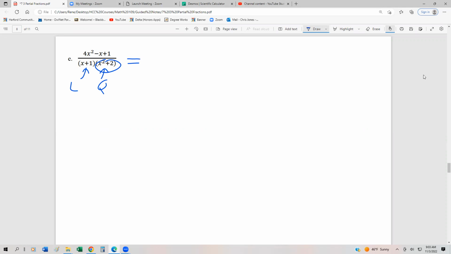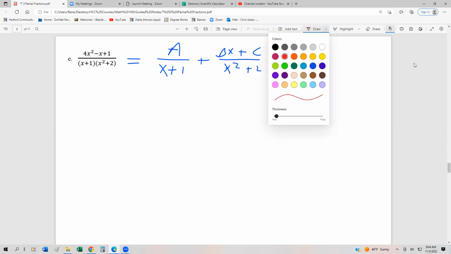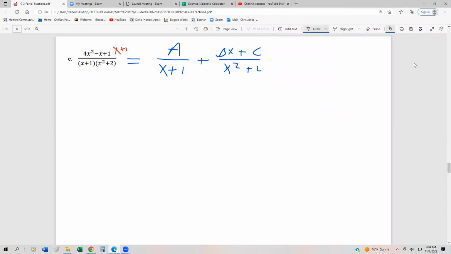Our decomposition for the linear factor is going to be A over x plus 1. But for the quadratic, it's going to be Bx plus C over x squared plus 2. Right? And so what we're going to do now, just like we've done before, is multiply through by the common denominator. In this case, it's going to be (x plus 1)(x squared plus 2). So I'm going to multiply each term by (x plus 1)(x squared plus 2).